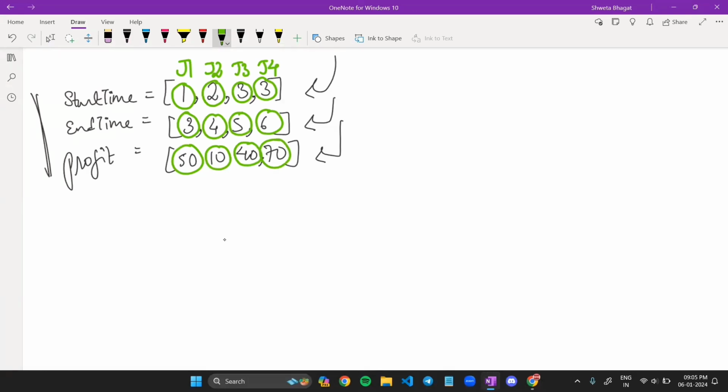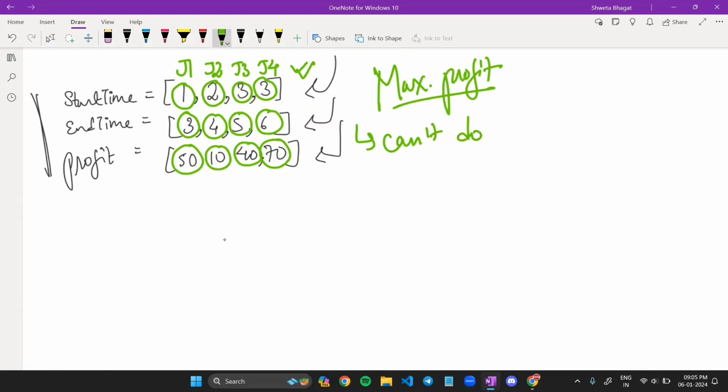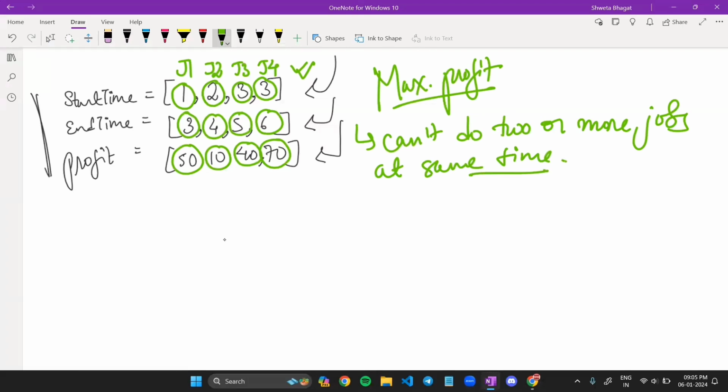Now, what are we expected to do in this problem? So we have to find what is the max profit that we can earn after doing these jobs. Now, we have to complete this job based on some condition, and that condition is that we can't do 2 or more jobs at the same time. So it means that we can't have any overlapping jobs.